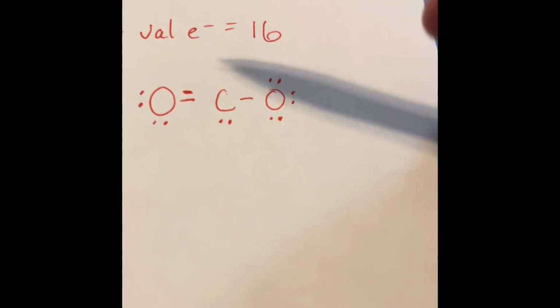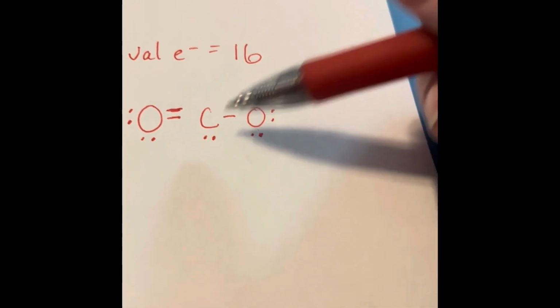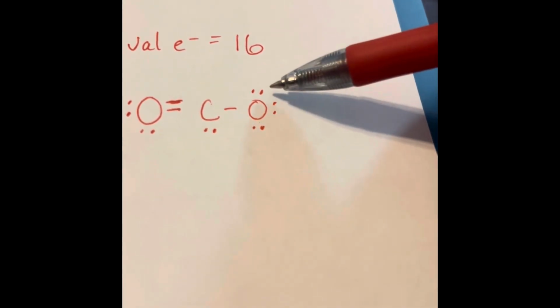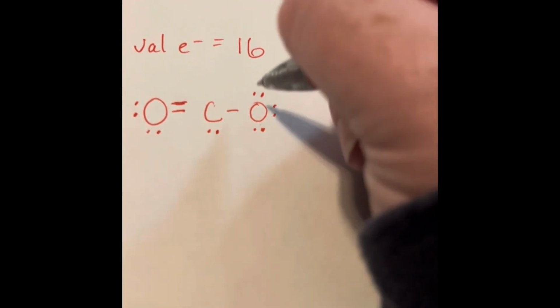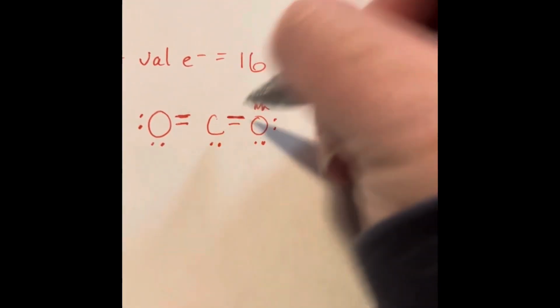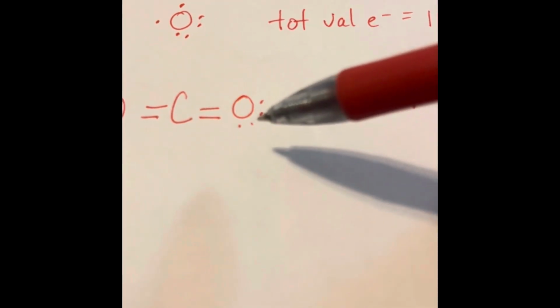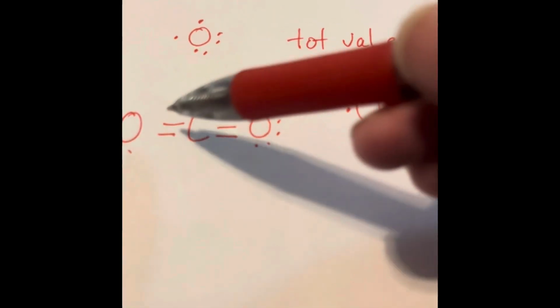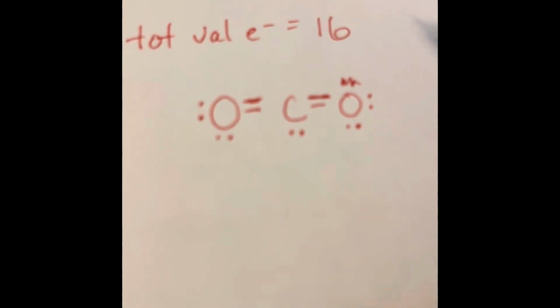If I count up electrons, I have 2, 4, 6, 8. Remember, there's 2 in each of these lines. 10, 12, 14, 16, 18. That tells me something's wrong. I have 2 extra electrons here. So I have to take these away and double bond here, and I'm good, which gives me this. 2, 4, 6, 8 for carbon, 2, 4, 6, 8, 2, 4, 6, 8, 2, 4, 6, 8. And 2, 4, 6, 8, 10, 12, 14, 16, which is my total.